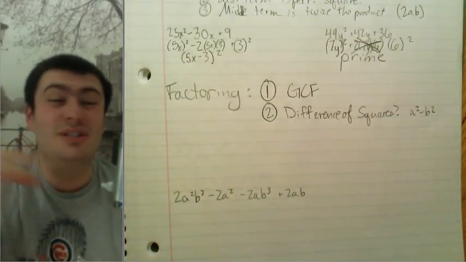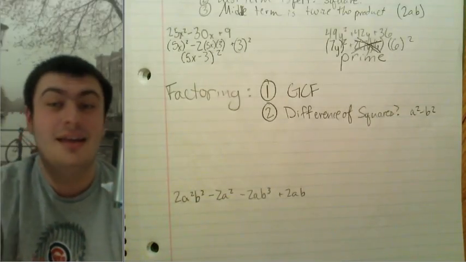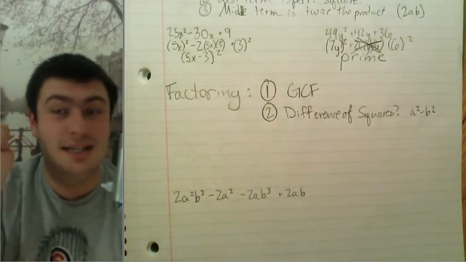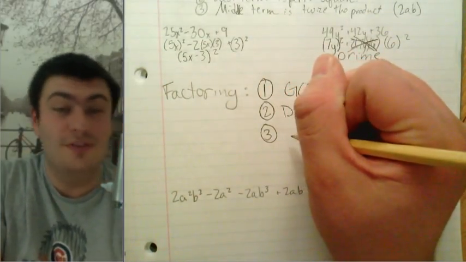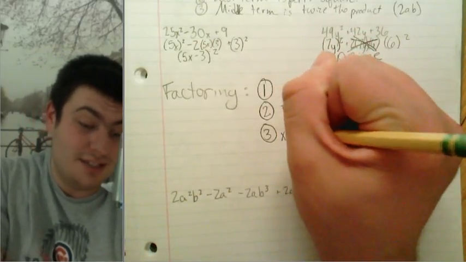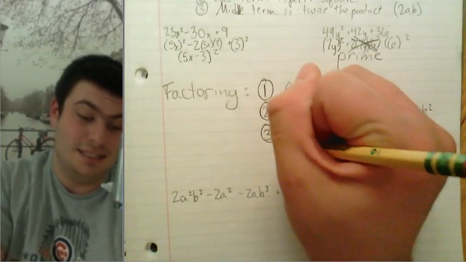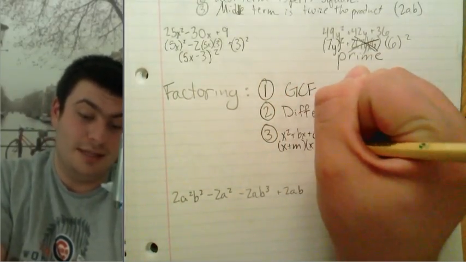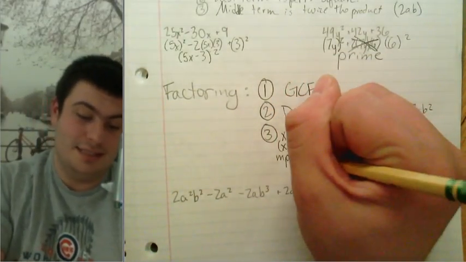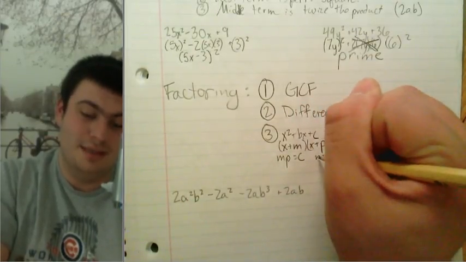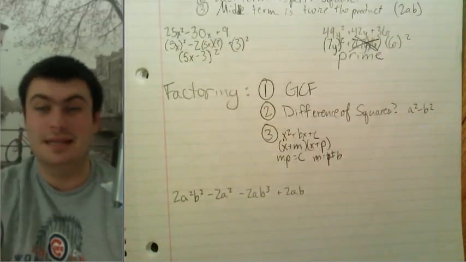Now remember, there is no such thing as a sum of squares. After we check if it's a difference of squares, that has two terms, we could check if there are three terms. Is the coefficient greater than 1? Like, do we have x squared plus bx plus c, where we say what multiplies to c and what adds to b, like m times p is c, and m plus p is b, something like that.